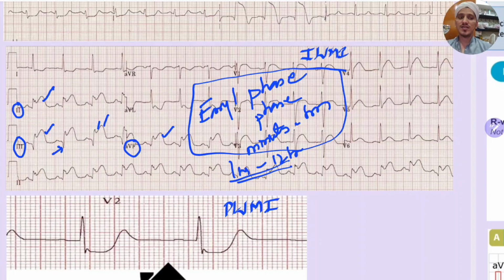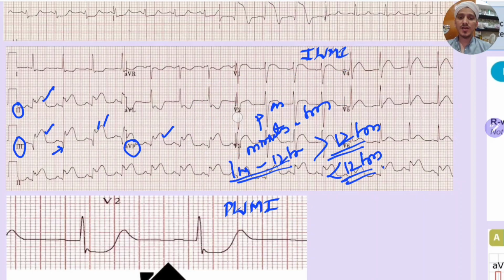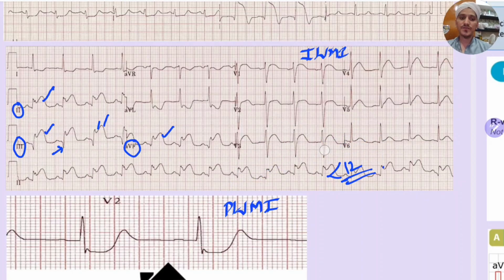More than 12 hours you can't thrombolyze. We will learn this when we go to the specific chapters of MI: more than 12 hours, less than 12 hours, when we should do thrombolysis, when we should not, when we should do PCI, all those things we'll see. Less than 12 hours, thrombolysis you can do, provided the patient meets the criteria for thrombolysis. There are some conditions for thrombolysis. So I am now removing all this.